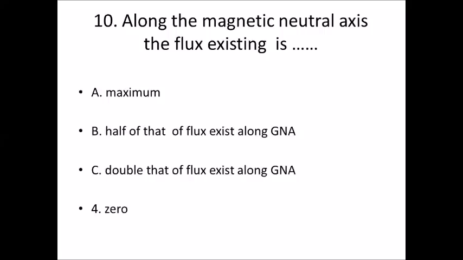10th bit. Along the magnetic neutral axis, the flux existing is dash. Option A, maximum. Option B, half of that of flux exists along GNA. Option C, double that of flux exists along GNA. Option 4, 0. Answer guess cheyandi. Answer వచ్చేసి option 4, 0.